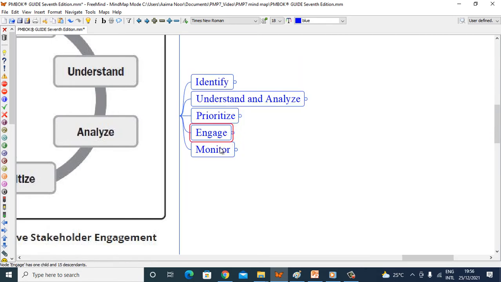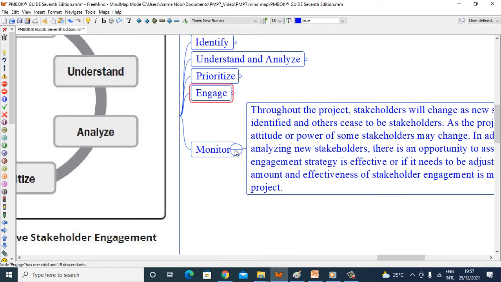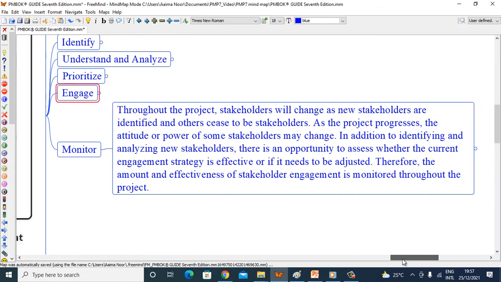Now let's move to the next, that is monitor. Throughout the project, stakeholders will change as new stakeholders are identified and others cease to be stakeholders. As the project progresses, the attitude or power of some stakeholders may change. In addition to identifying and analyzing new stakeholders, there is an opportunity to assess whether the current engagement strategy is effective or if it needs to be adjusted. Therefore, the amount and effectiveness of stakeholder engagement is monitored throughout the project.